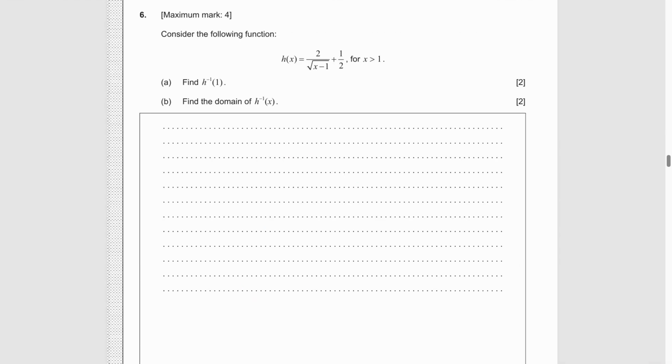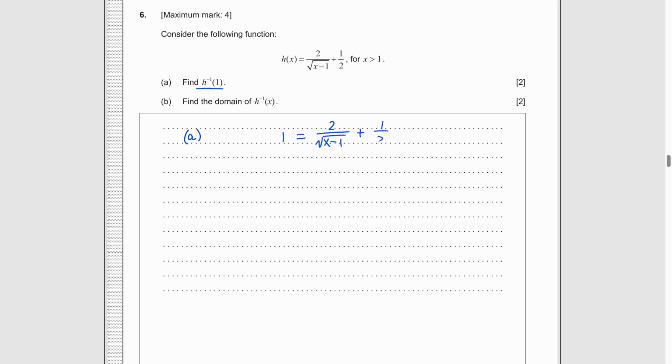Question 6. We are given a function h, and we need to find h inverse of 1. For this question, there are two possible ways to do it. We can first find the inverse function of h, or we can take a shorter approach. Since the input of h inverse corresponds to the output of h, we can simply set h of x equal to 1 and solve for x. Doing that, we find x equals 17.